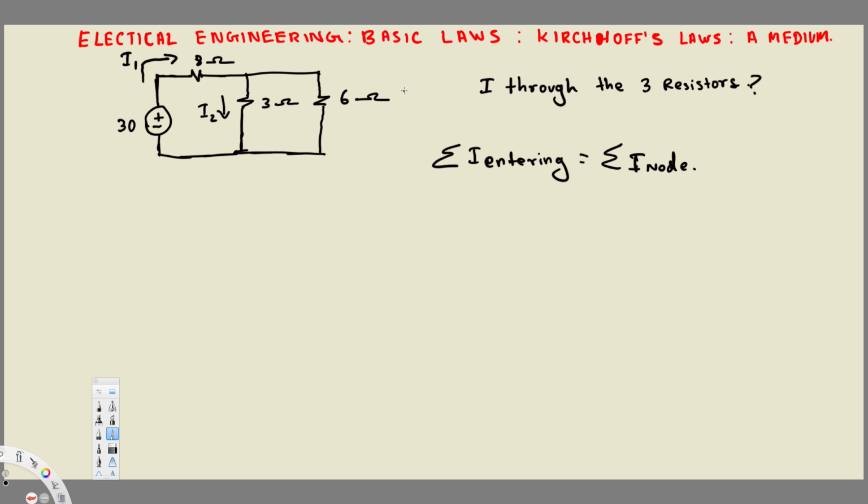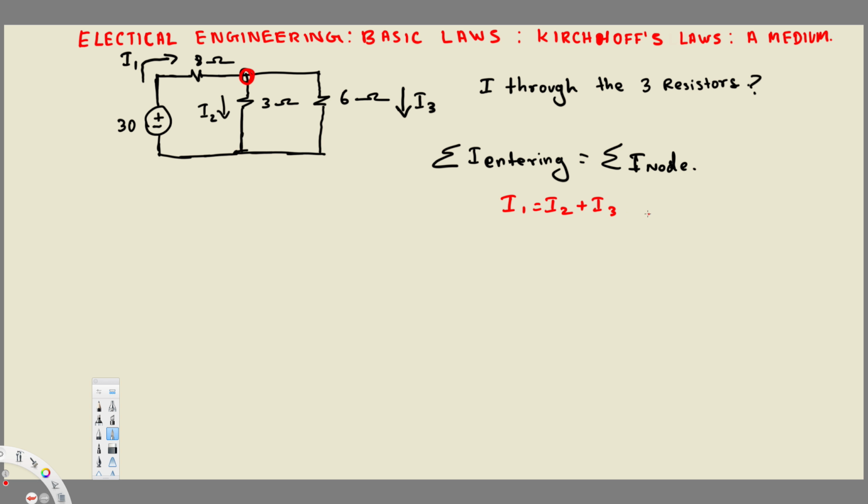So here we have I entering should be equal to I exiting. If you take this node right here, this I1 should be equal to I3 and I2. This is entering and that should be equal to exiting. So we can say I1 is equal to I2 plus I3. So this is one equation.